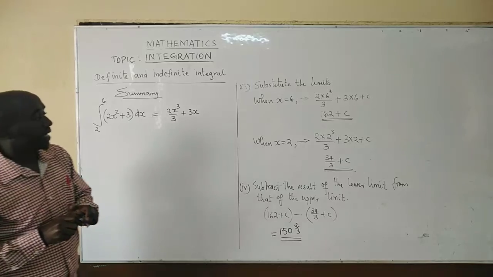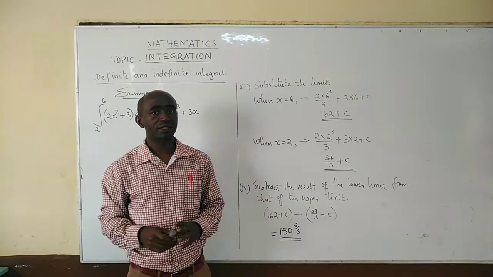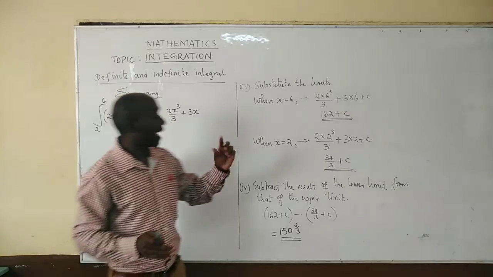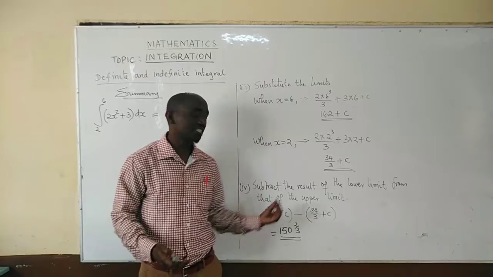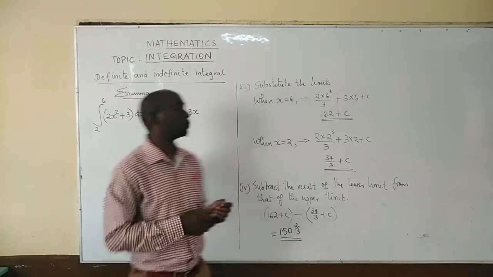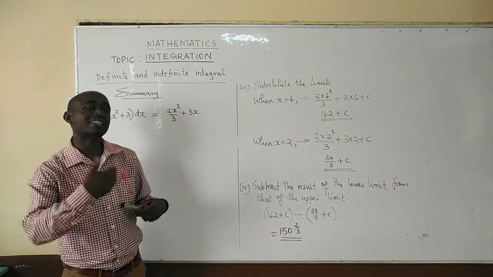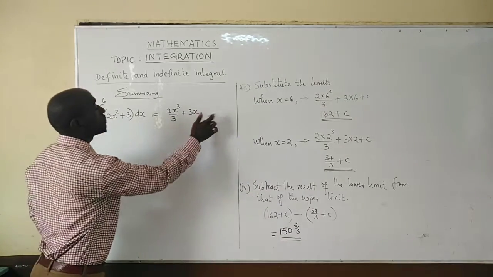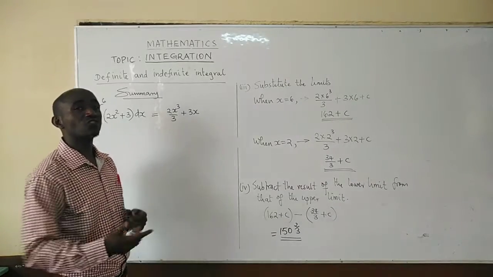And if you look at this, I want us to note something. The constant disappears. Always, for definite integral, at the end, when you subtract in the last step, that constant disappears. Therefore, whenever you are finding definite integral, you need not put plus c. You can just stop it there. Because at the end, that c is going to disappear.